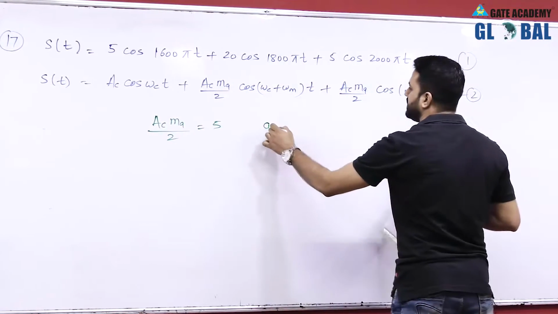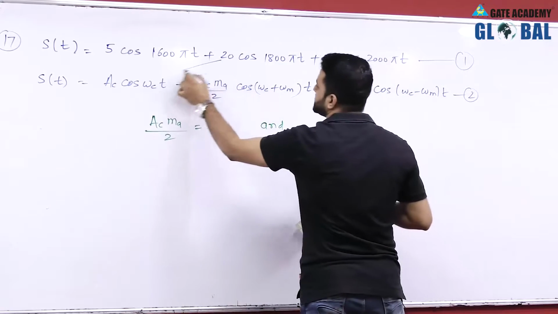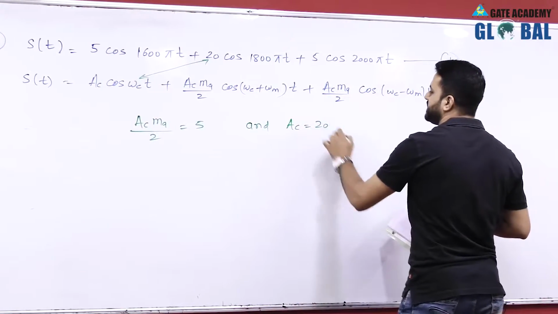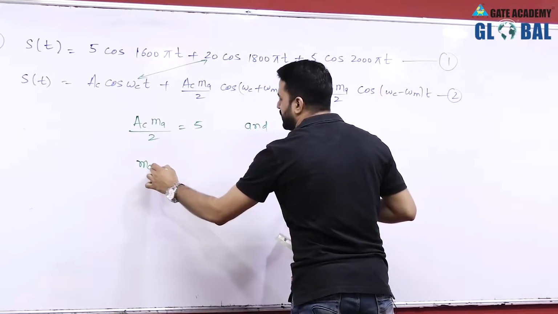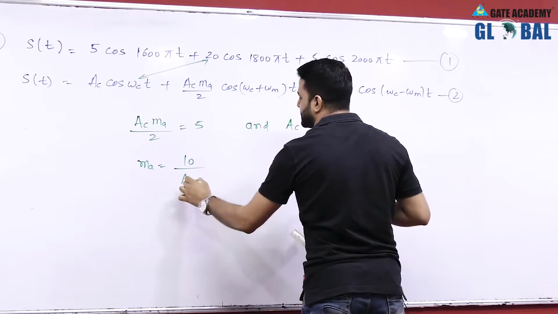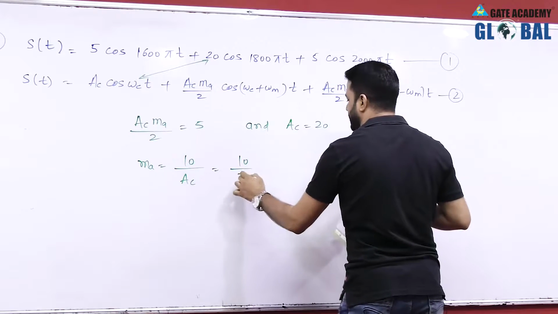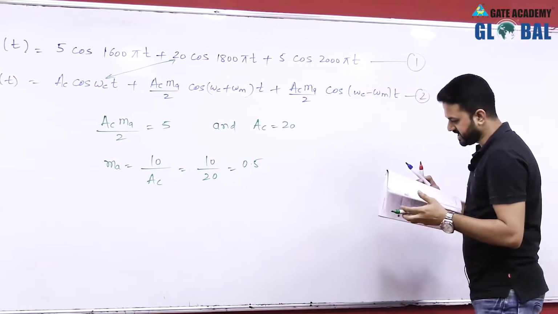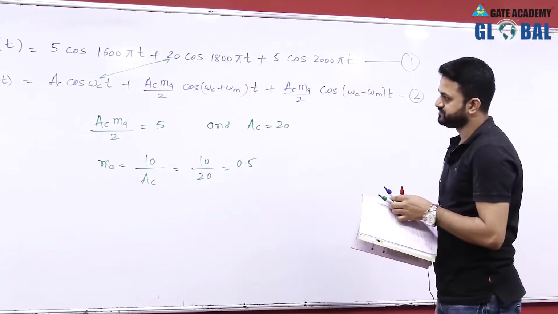And this is the value of AC, which is 20. So we can find the value of modulation index, which is 10 upon AC, which is 10 by 20, equal to 0.5. So the modulation index for this question is 0.5.